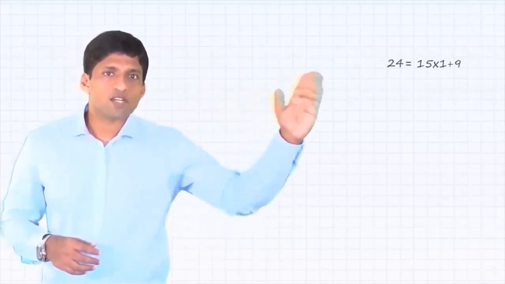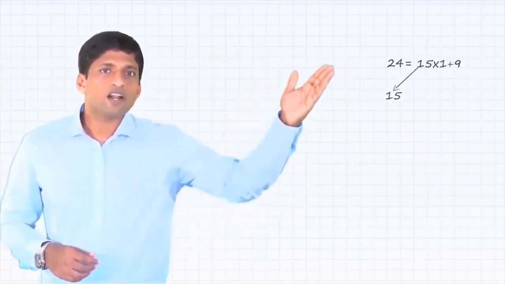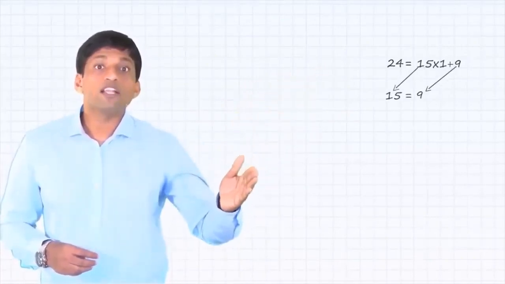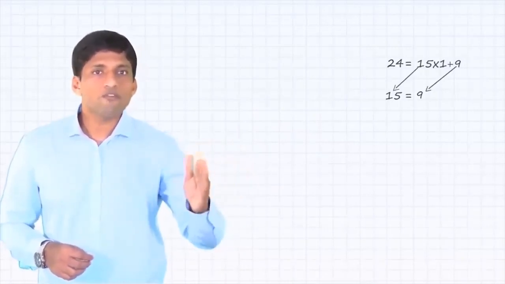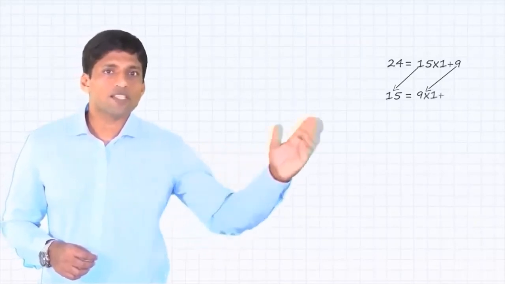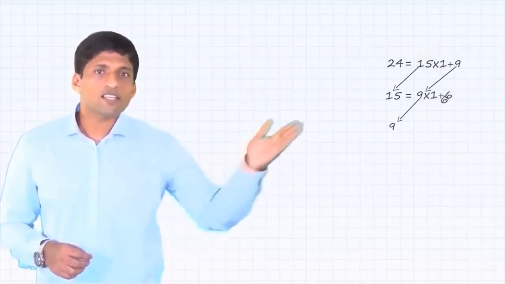How to find the HCF using Euclid's division algorithm. Let's take an example first: 24 and 15. Very simple. First step is 24 by 15. You'll write it as 24 equal to 15 into 1 plus 9. Next, this 15 will become the dividend and the remainder 9 will become the divisor. You'll continue doing this process till you get a remainder 0. So what is the next step? 15 equal to 9 into 1 plus 6. Then this 9 will become the dividend and 6 the divisor.